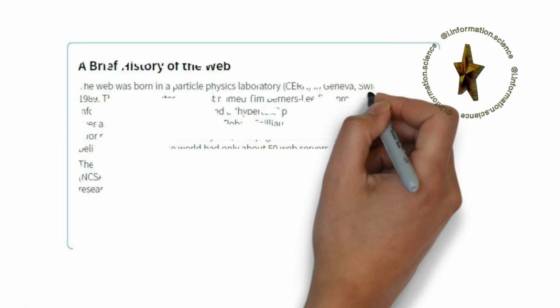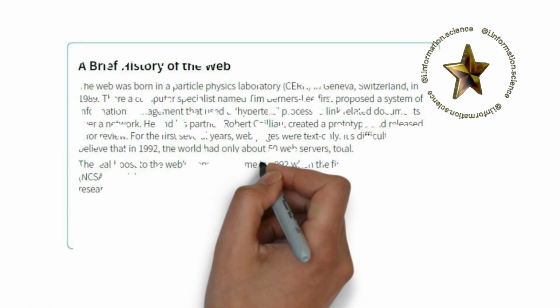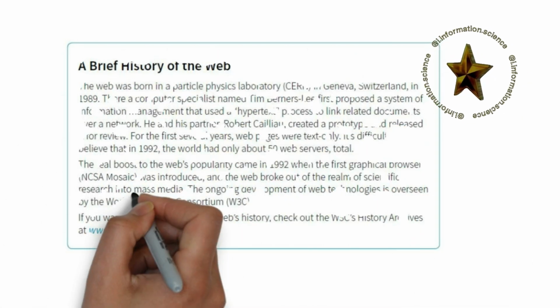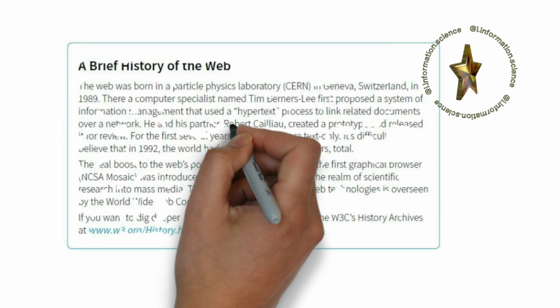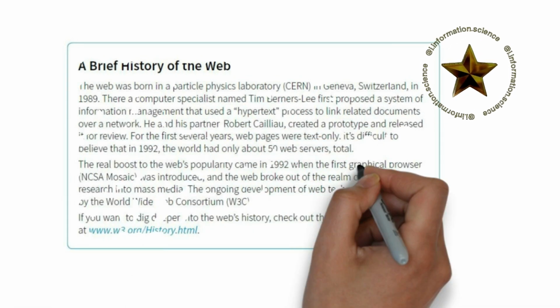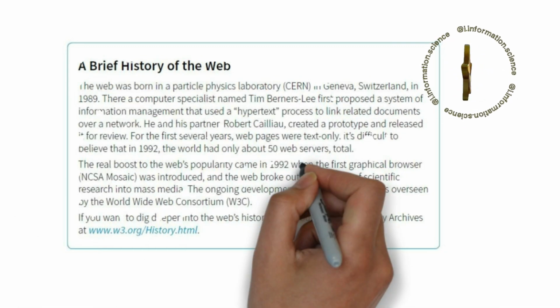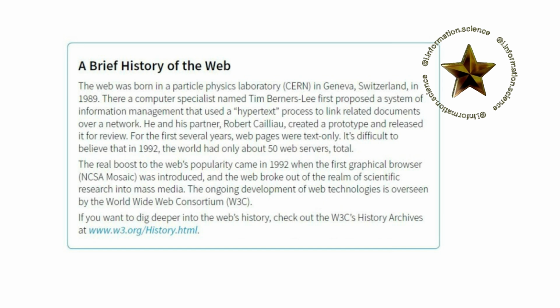A brief history of the web. The web was born in a particle physics laboratory, CERN, in Geneva, Switzerland, in 1989. There, a computer specialist named Tim Berners-Lee first proposed a system of information management that used a hypertext process to link related documents over a network. He and his partner, Robert Cailliau, created a prototype and released it for review.